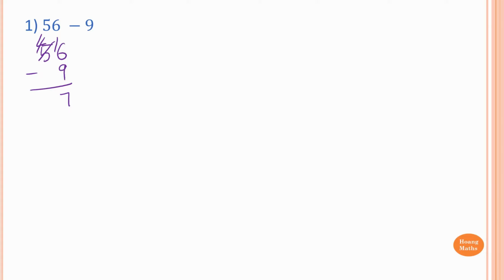So 16 minus 9, what you can do is start from 9 and go all the way to 16. Use your fingers and count up. So you start from 9, 10, 11, 12, 13, 14, 15, 16. There you go. So 7. I write 7 down. The 4, I just write this down. So the answer is 47.